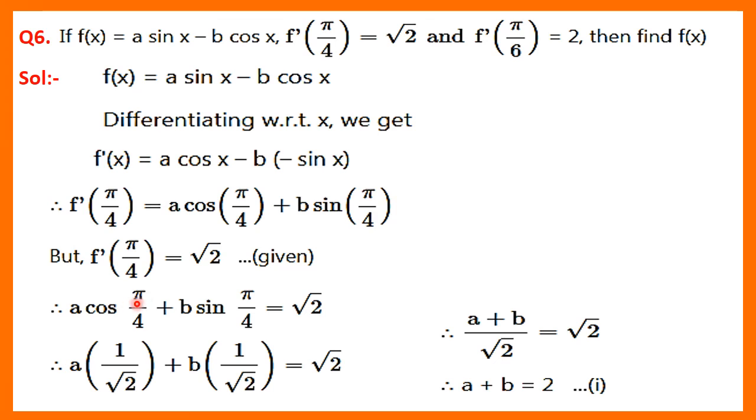Cos pi upon 4 is 1 upon root 2 and sin pi upon 4 is also 1 upon root 2. After simplifying, both the denominators are the same, so we can add the numerators: a into 1, a, plus b into 1, b, divided by root 2 is equal to root 2. A plus b upon root 2 is root 2. Then take this denominator root 2 to the right hand side, then it is root 2 into root 2, which is 2. So a plus b is equal to 2 is equation number 1.